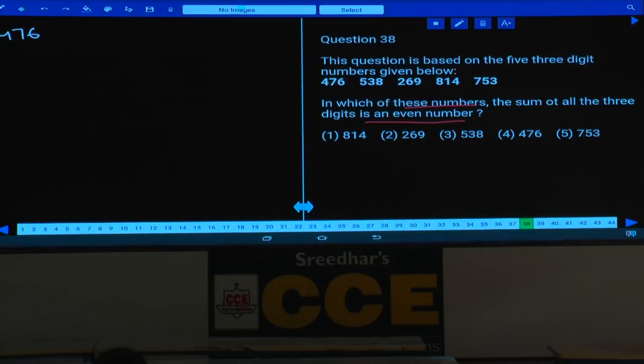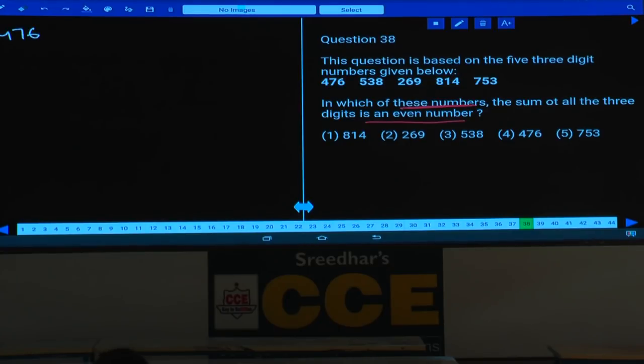We should have either all 3 even digits, or if 1 is even and the remaining 2 are odd, then also the sum will be even. If 2 are odd and 1 is even, 2 odd means again the sum is even, hence that will be even, isn't it? Then in which of these numbers is the sum of all the 3 digits even?